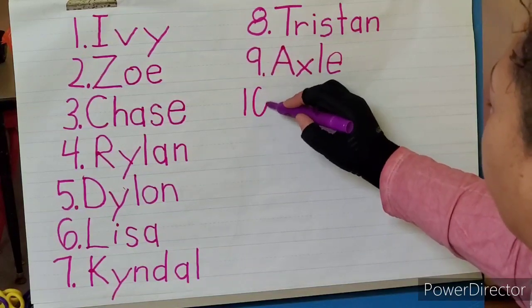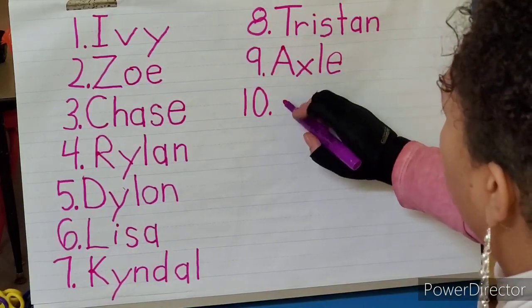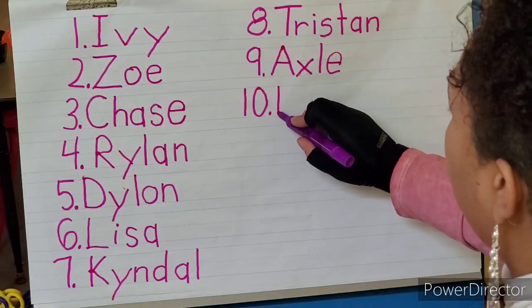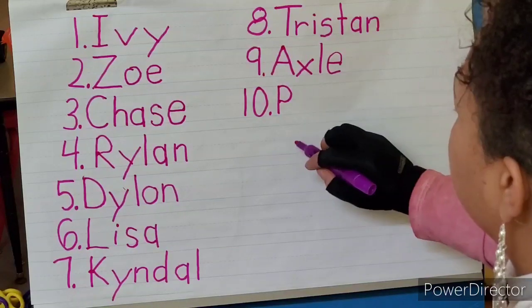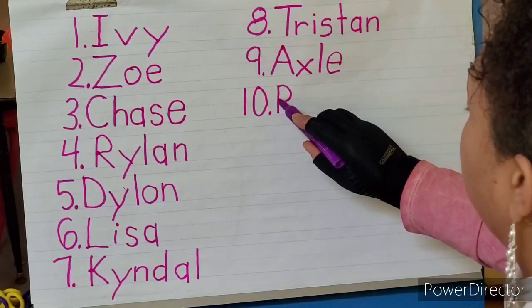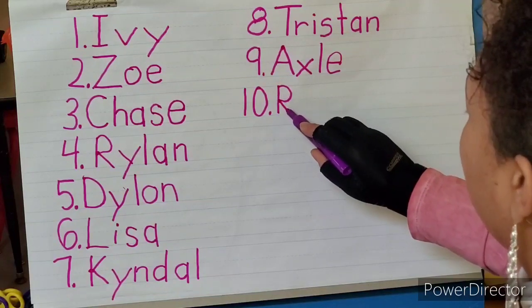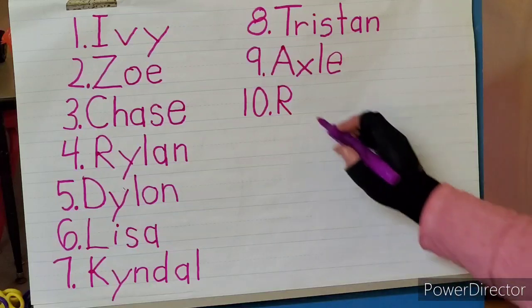Let's continue. Friend number 10. Awesome. We're going to start with the long vertical line. Come around, stop in the middle, and then a leaning or diagonal line going to the bottom for that capital letter R.